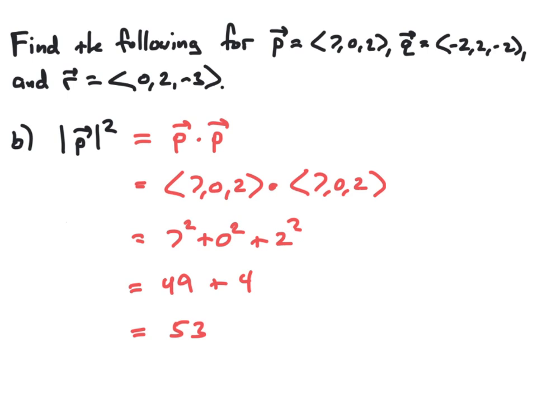To find the magnitude of P squared, we again take the dot product of the vector P with itself. So 7, 0, 2 dot 7, 0, 2. This would be 7 squared plus 0 squared plus 2 squared, or 49 plus 4, or 53. So the magnitude of P squared would be equal to 53.